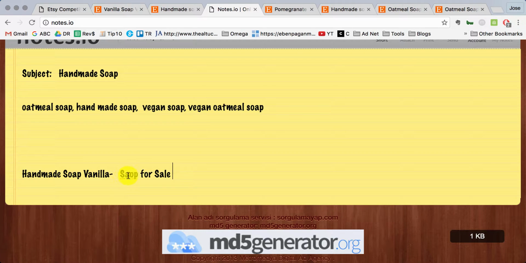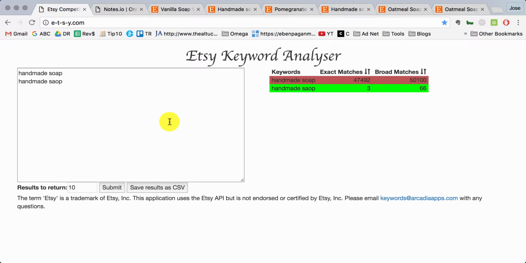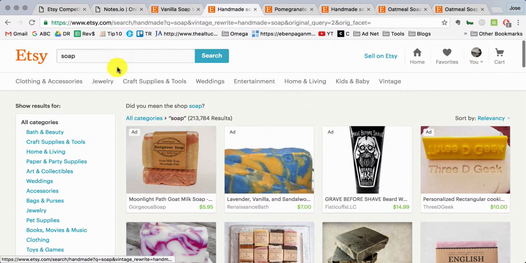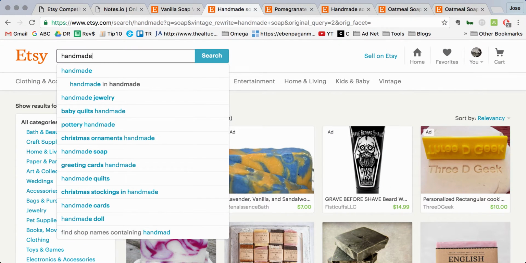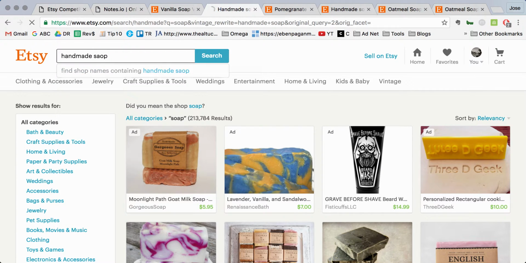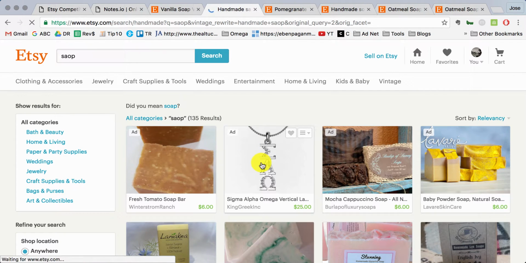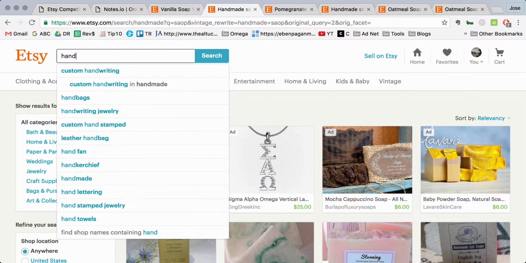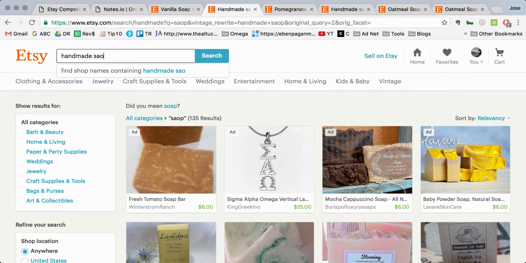Since there's not a lot of people looking for it, but there's still some, you'll probably rank really fast for it, which will give you probably some sales or some views that you otherwise wouldn't have, because there are people that are looking right in here that are looking for handmade soap, right? So that's strange. Handmade soap.